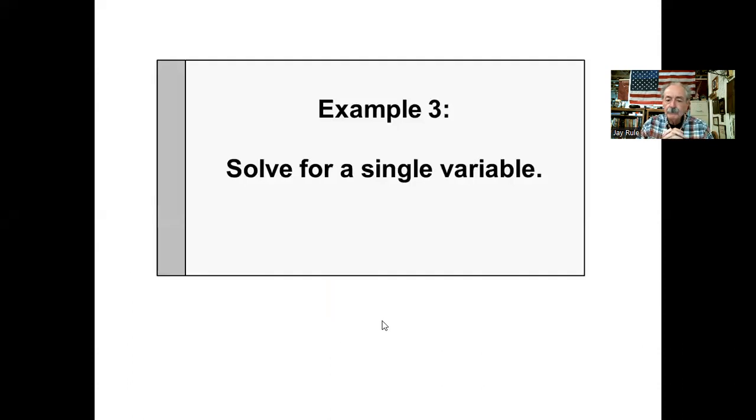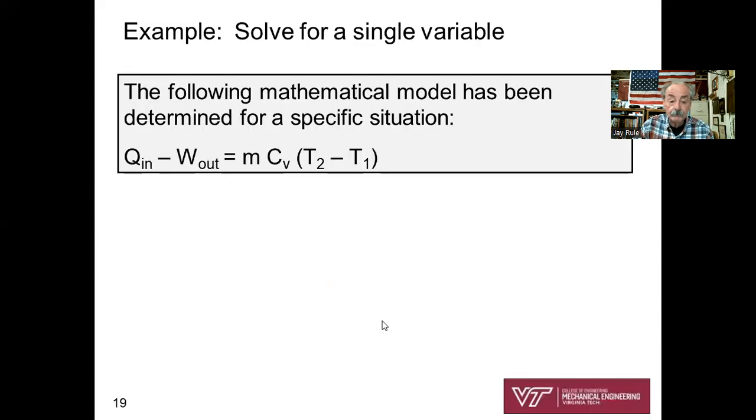I've come up with some examples that may be a little more involved. This is an example from a thermodynamics homework problem: solve for a single variable. The following mathematical model has been determined for a specific situation. We're not going to go through the details of that, but let's look at these variables.